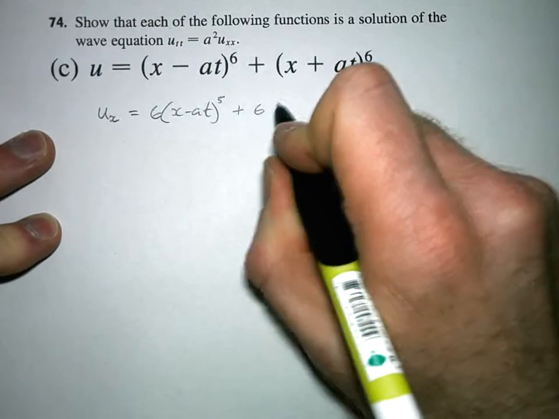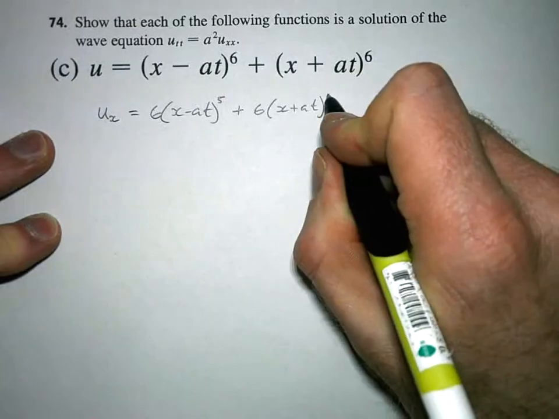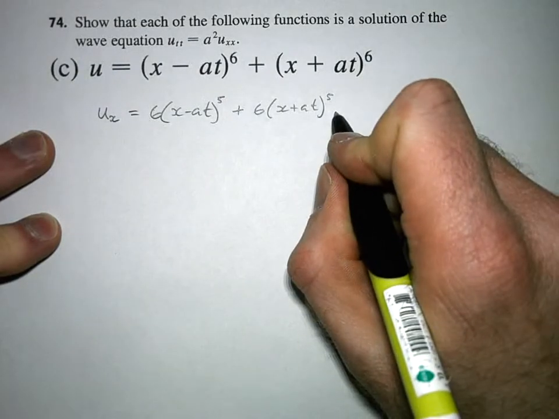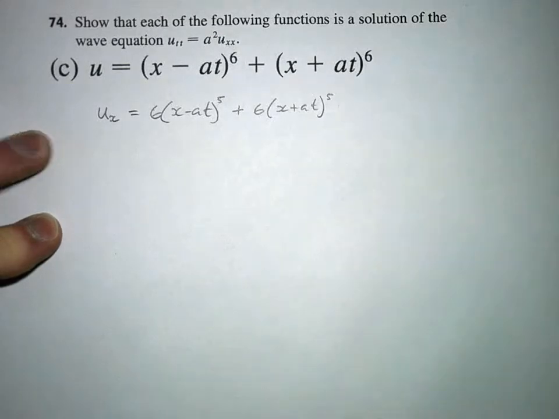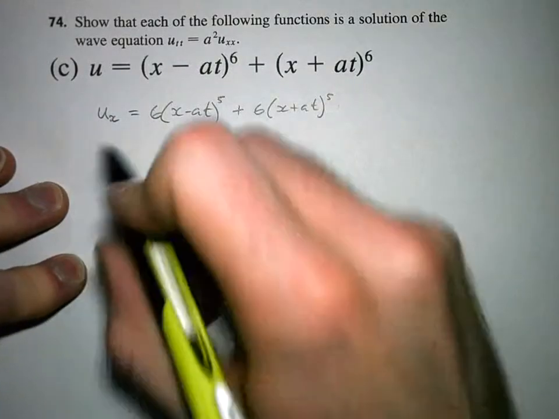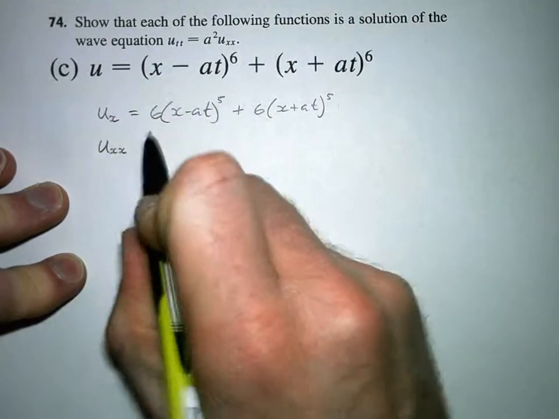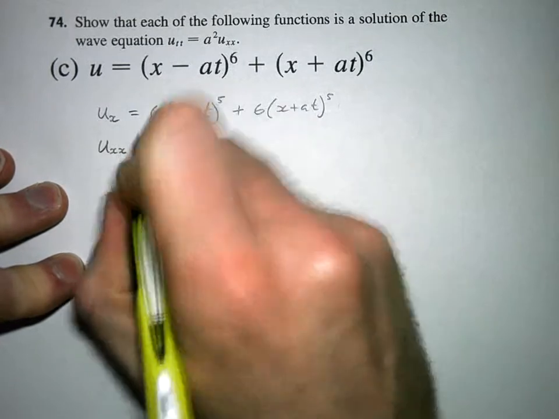We multiply by 1, so we can leave that off. Plus, do the same thing here. Differentiate the outer function, leaving the inner function untouched, multiplied by the derivative of the inner function, which once again is 1. Okay, so we found the first partial derivative with respect to x. We now want to find the second partial derivative. In other words, we're just going to differentiate again with respect to x.